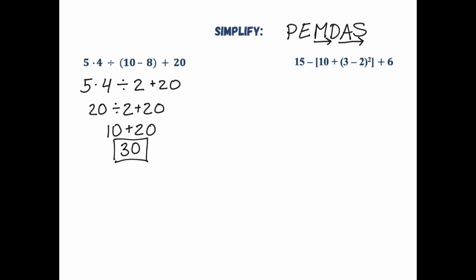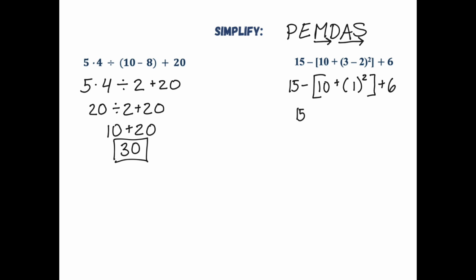For our next problem, we have parentheses within brackets and an exponent thrown in there. So first I start with my innermost parentheses, 3 minus 2, and that gives me 1. Now I'm keeping the parentheses there because that exponent is still outside, and I haven't done anything with it yet. So I want to keep everything exactly the way it is until I simplify it. So I've brought everything else down carefully.